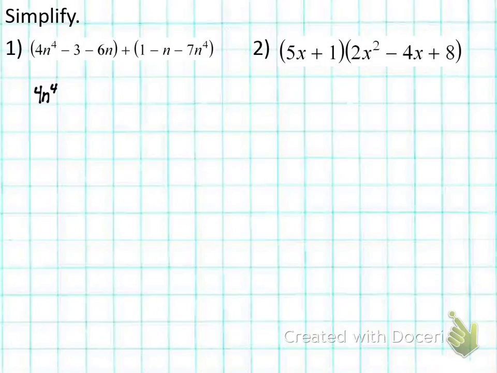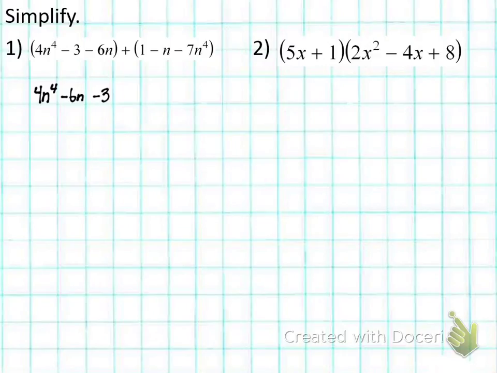N squareds. Are there any n squareds here? No. N to the 1st power? Right here, right? Good. So we're going to write minus 6n. Alright? And then we want to know n to the 0 power, which is just a constant, which is minus 3. We're going to bring that down. So that's all I did.